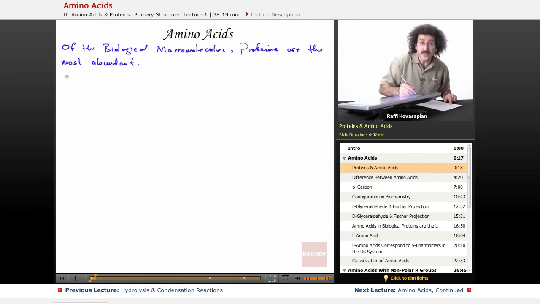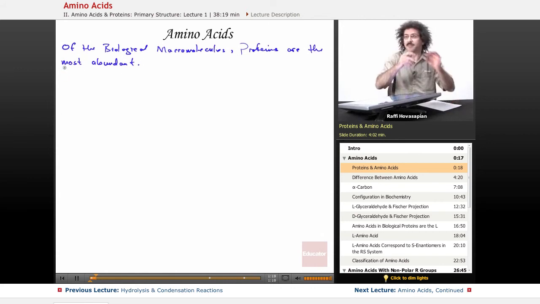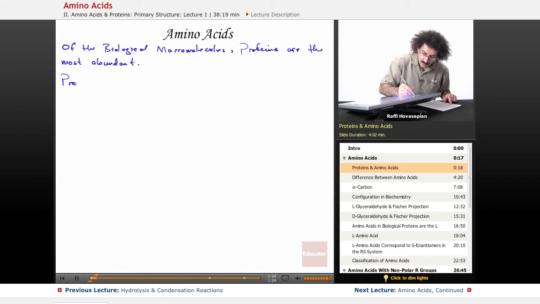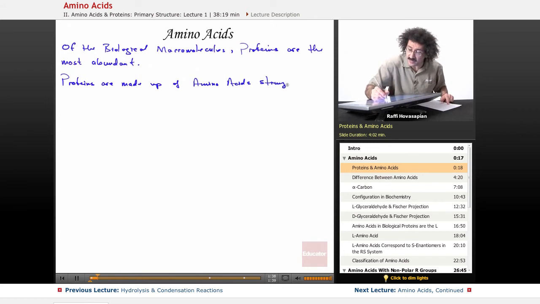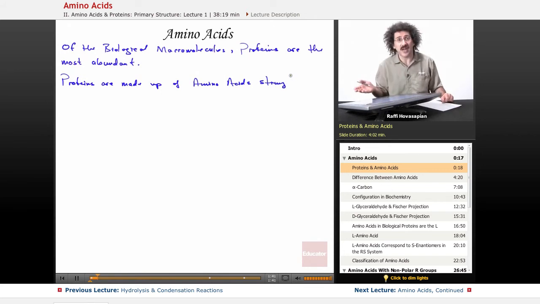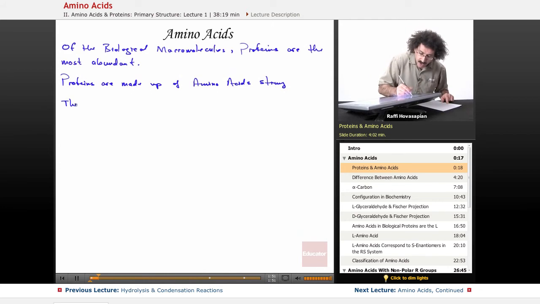Proteins are made of amino acids strung together like pearls on a string, like beads on a string. So proteins are made up of amino acids strung together. That's it. That's all a protein is. It could be 2 or 3 amino acids strung together, or it could be 1,000 amino acids strung together.